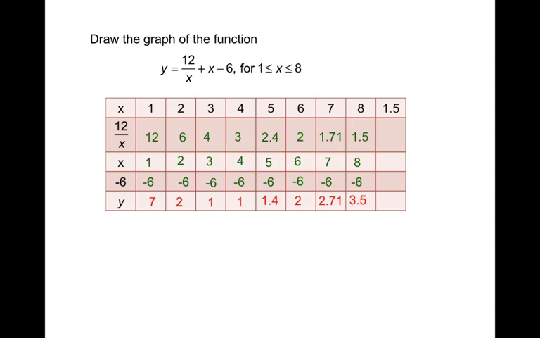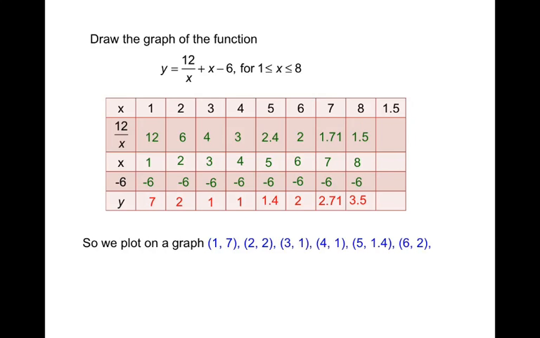Because there's a bit of a big gap between 7 and 2, we took an extra point of 1.5 and we worked out the values for that. That was 8, 1.5, minus 6, and 3.5, so we got the last set of coordinates there. We weren't required to do that in the exam, but sometimes it's worth taking an extra point.